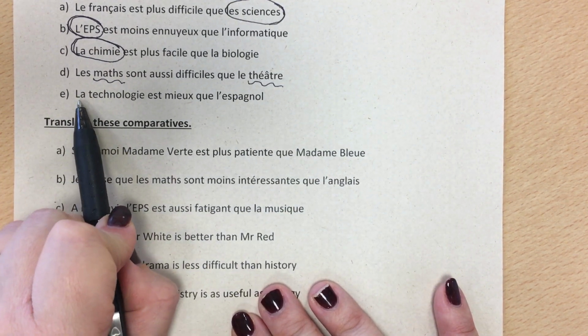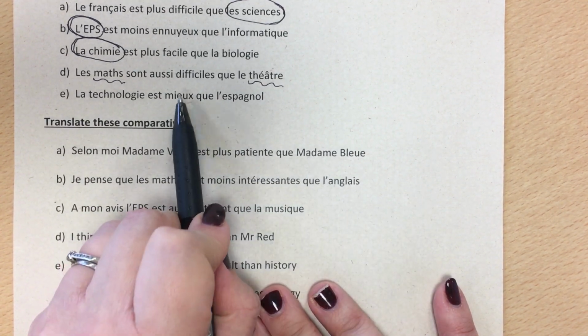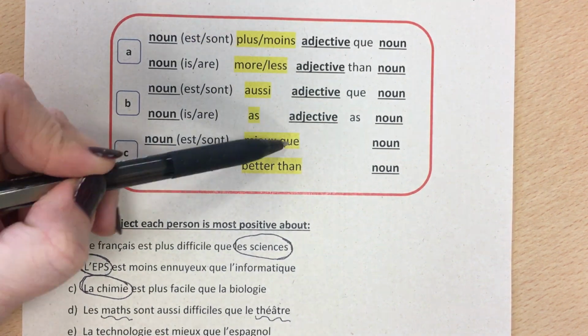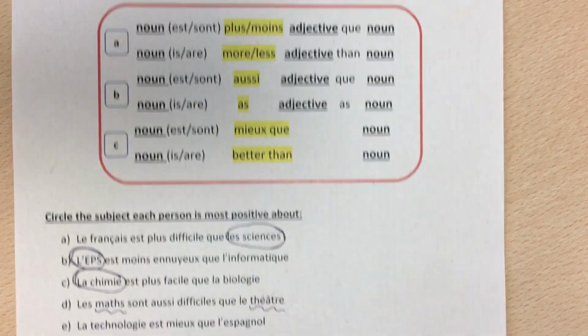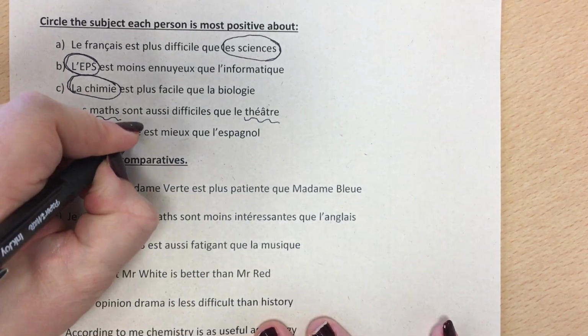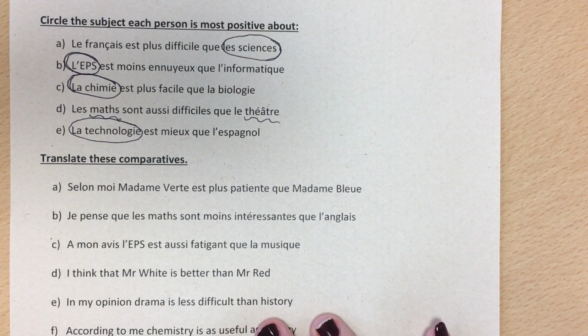Finally, la technologie est mieux que l'espagnol. Mieux, let's have a look. Check that one because it's not plus or moins. We haven't seen that one yet. Mieux que meaning better than. So technology is better than Spanish. There we go. They prefer technology.